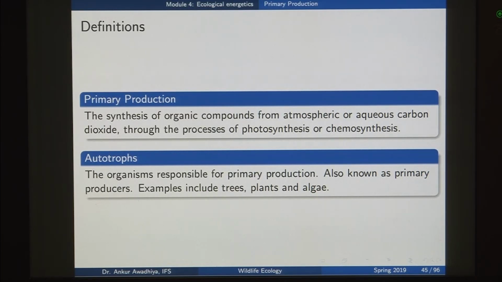The organisms that are doing primary production are autotrophs, which are of two kinds: photoautotrophs and chemoautotrophs, and the examples include trees, plants, algae and so on.